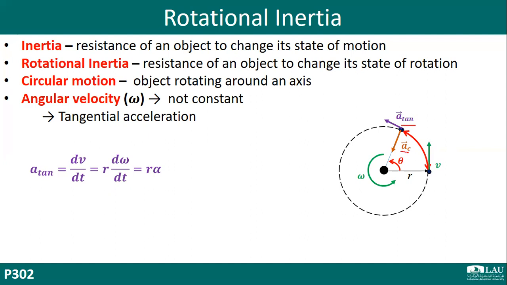The centripetal acceleration that we have already defined in lab 3, the centripetal force lab, equals v squared over r. So the centripetal acceleration is related to the linear velocity and to the radius. And we are not going to deal with this acceleration.